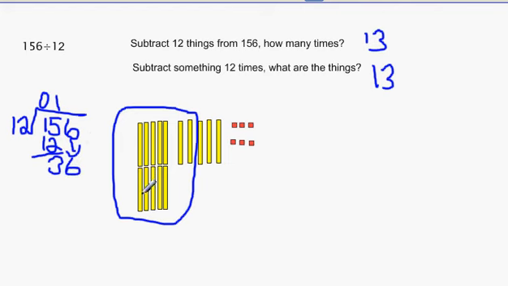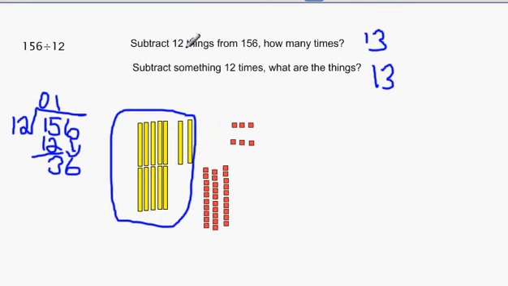There's my 36. Can I take 12 away from my rods now? No, I can't. So I have to regroup this into ones. And now can I subtract 12 things from that? Well, there's 10 and 2, so I did that once. 10 and 2, that's twice. 10 and 2, that's 3 times. I subtracted 12 3 times for my 36, and I don't have any left over, and I get my answer of 13.